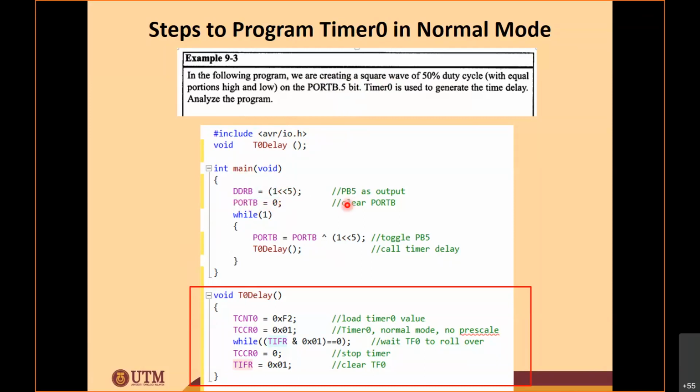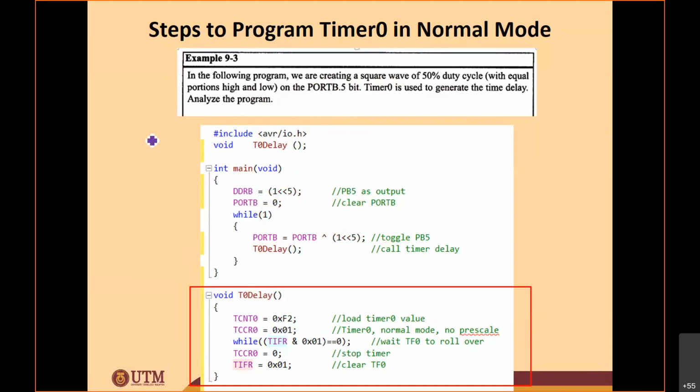That means you're going to clear your port B. So while 1, PORTB equal to PORTB exclusive OR with shift 1 to the left 5 times, which means you're going to toggle PB5. So what happened here?